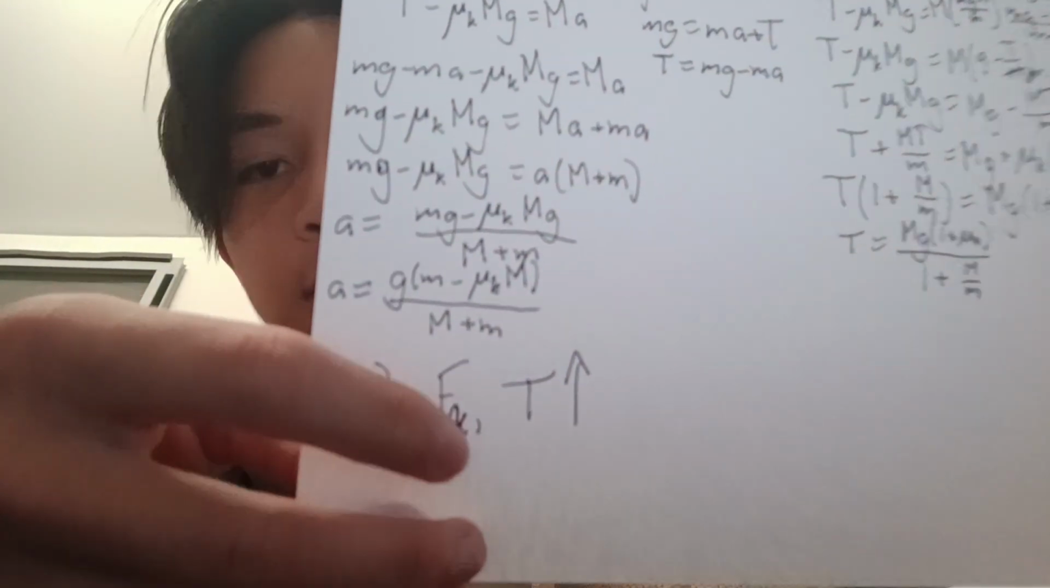So, presence of friction, T increases. Presence of friction, that's Fk, T increases. Part H, draw the free body diagram for the boxes. I'll do both boxes this time, not one by one.